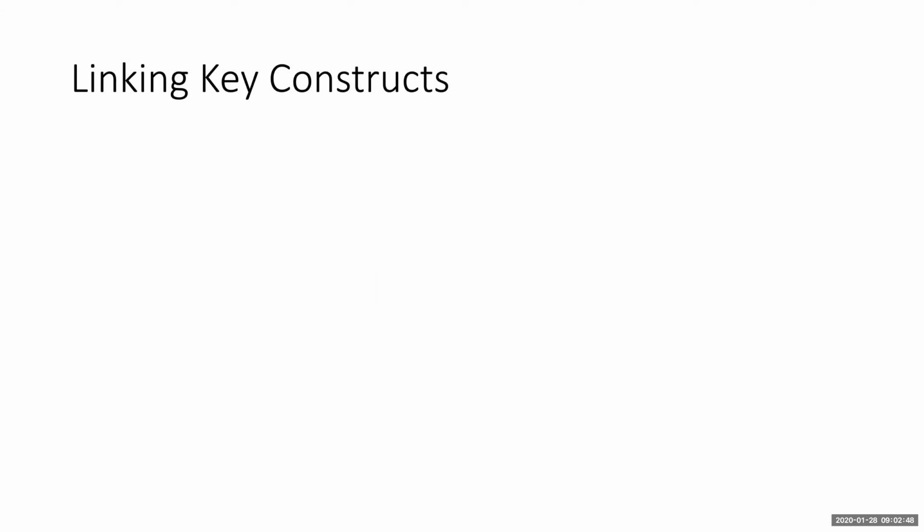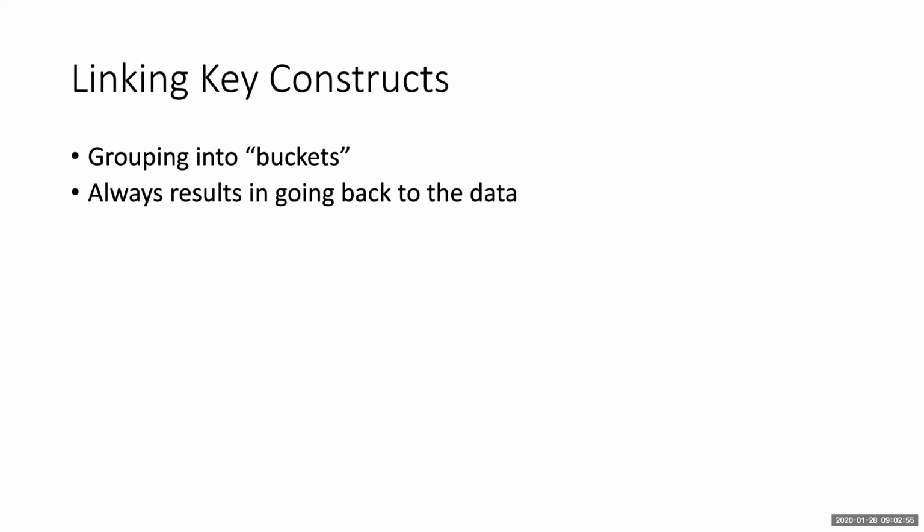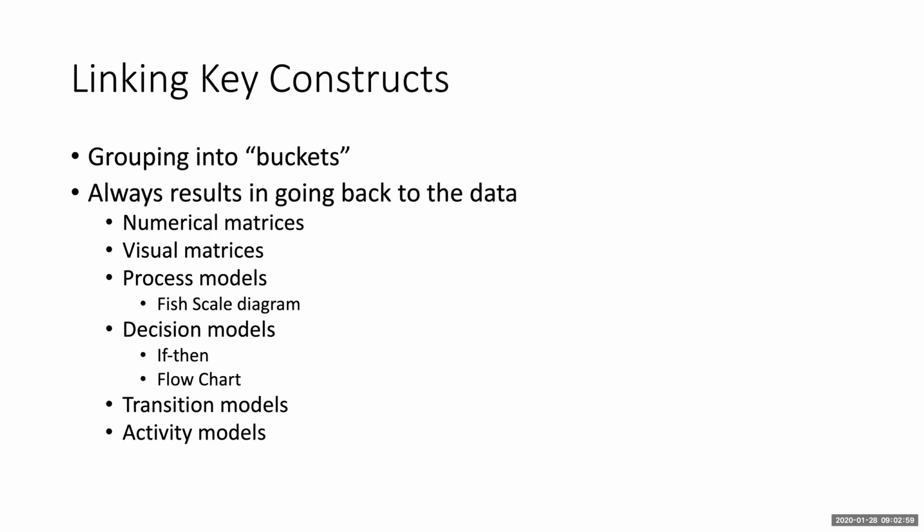Now, when you start to link these constructs, you group them into buckets, and you're going to hear me talk about buckets all the time. Always, always, always go back to the data. You have numerical matrices you can do, visual matrices. You can have a fish scale diagram. We're going to look at those. Flow charts, you've seen those forever. If this happens, then go here. If this happens, then go there. You have transition models, activity models.